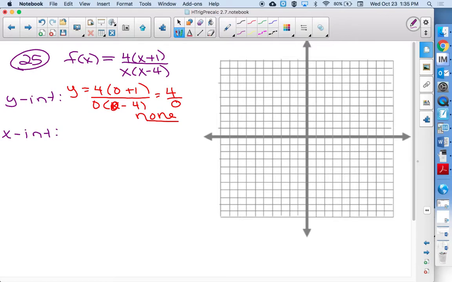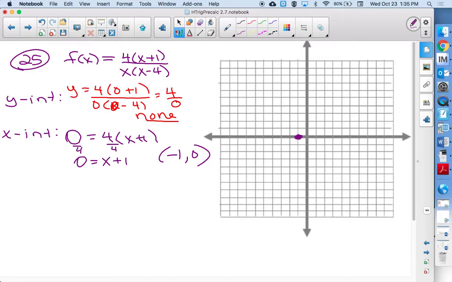The next step, the x-intercepts. We take the top, the y, and set it equal to 0, and then you're solving for x. What is your x-intercept? Negative 1. So if I divide out the 4, I end up with 0 equals x plus 1. So as an ordered pair, because it's a point, we have negative 1, 0. So no y-intercept, but an x-intercept at negative 1, 0.